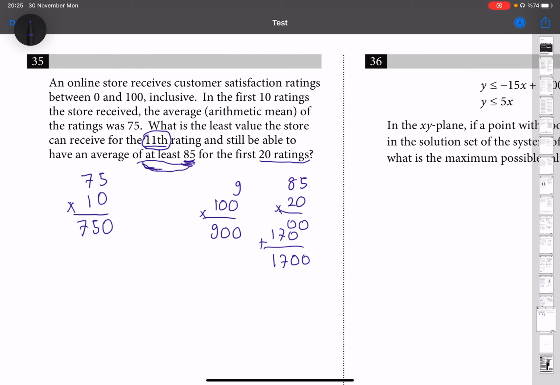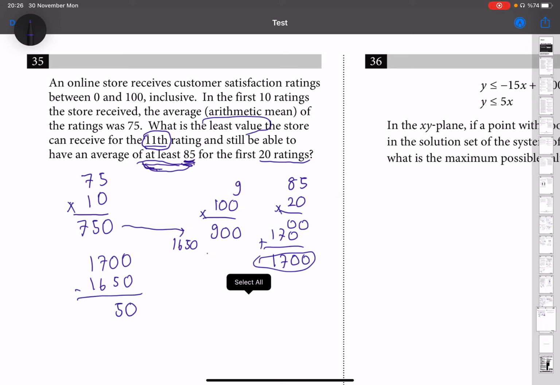So to find the minimum rating that can possibly happen, I should subtract the addition of these two from the total points. So let's add them together. 1,650. So the least value is 50 in this case.